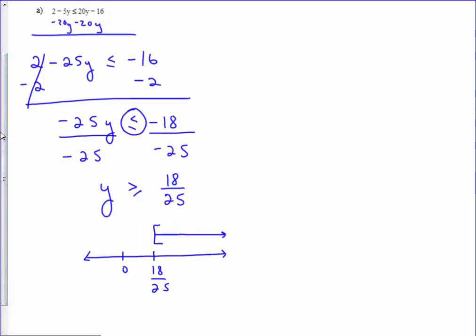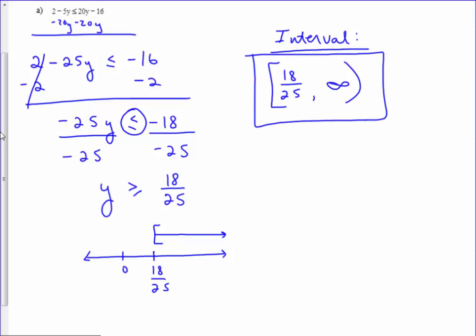This problem asked for the solution in both set builder notation and interval notation. Interval notation is shorthand for the graph that we have drawn below. We notice that we start at 18 over 25 and we proceed to the right to infinity. And so your 18 over 25 would be on the left. We would include it with a bracket and then use a comma. Your infinity would be on the right. You will always put a parenthesis anywhere you have an infinity. So in interval notation, we would yield that result.